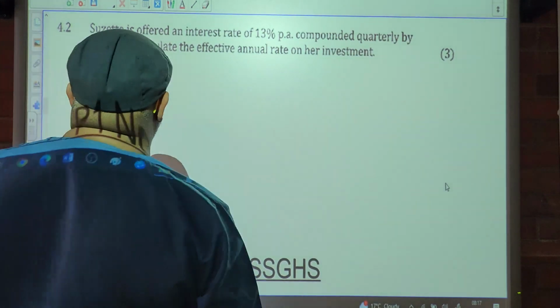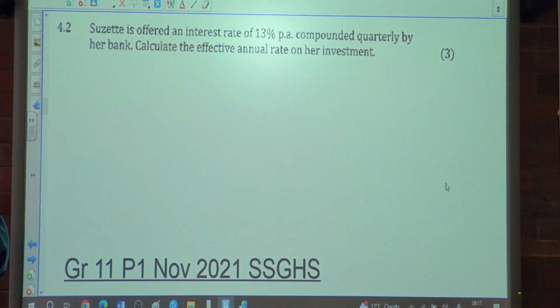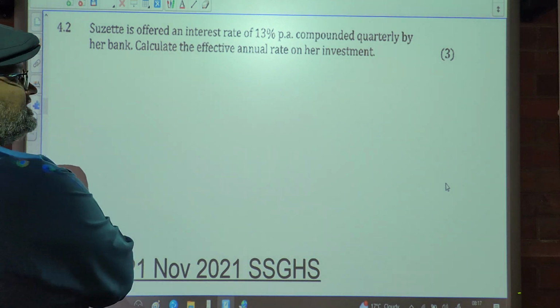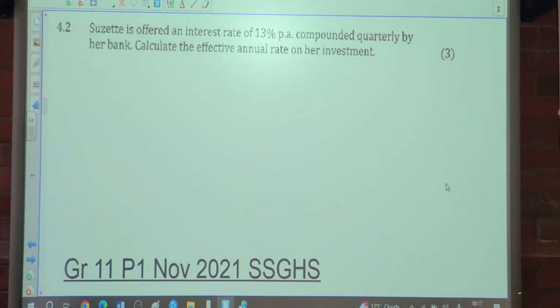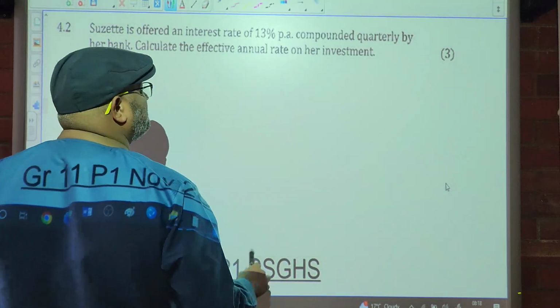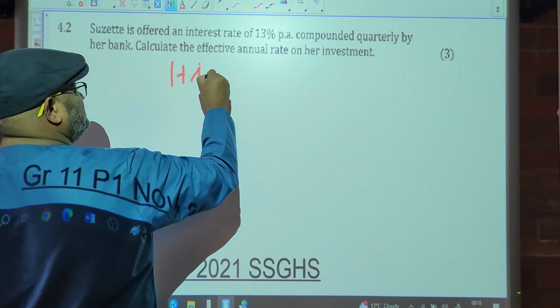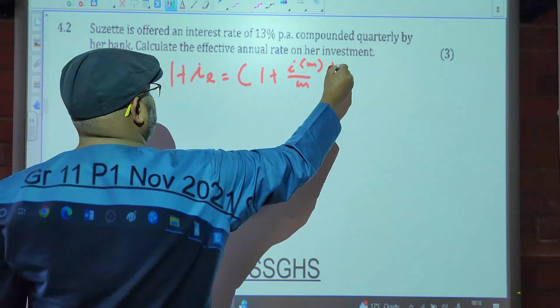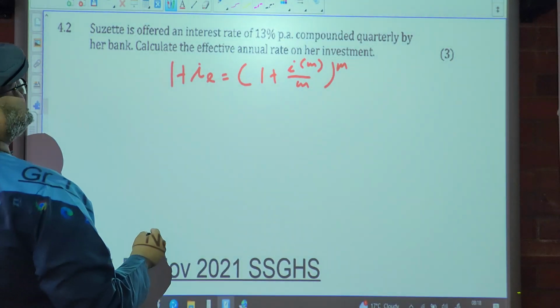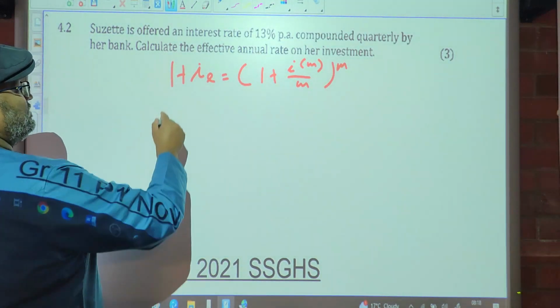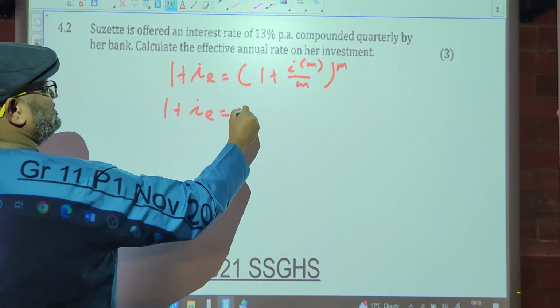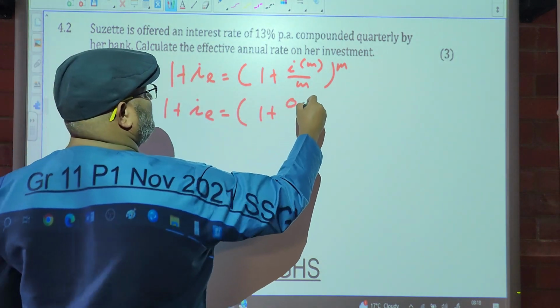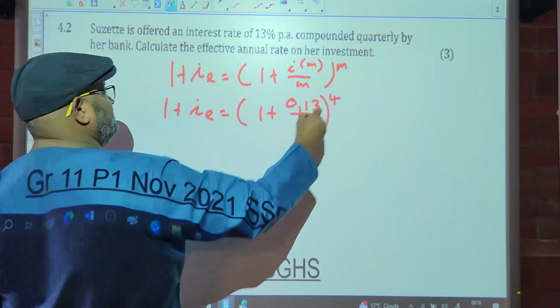So in 4.2, we are told that Z is offered an interest rate of 30% per annum compounded quarterly by a bank. Calculate the effective annual interest rate on the investment. People, all these formulas must be memorized. So 1 plus i effective equals 1 plus i over m, to the exponent m. So your effective interest is what we're calculating.